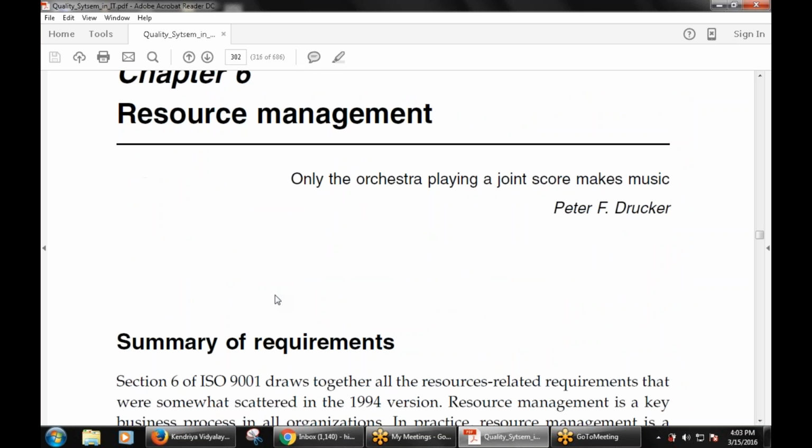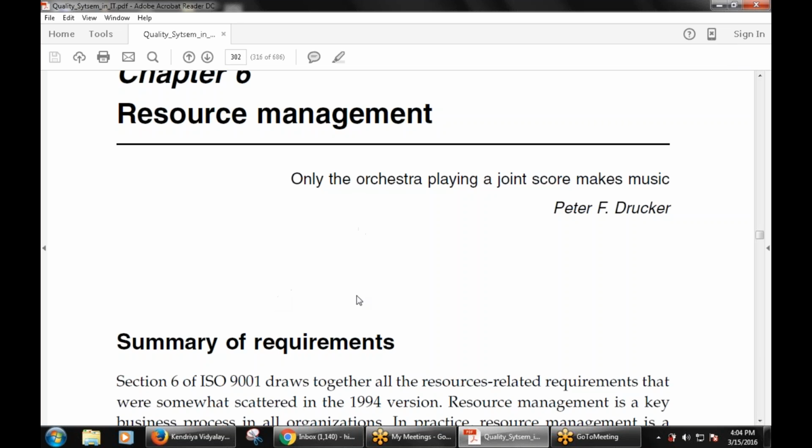This chapter is a very important chapter in this module, the same module we have been studying, quality systems in IT, but with a new chapter, chapter number 6, resource management. That is, how to manage the resources. What are the various resources? We can say the tools that are available and used for quality management, that is the resource management.